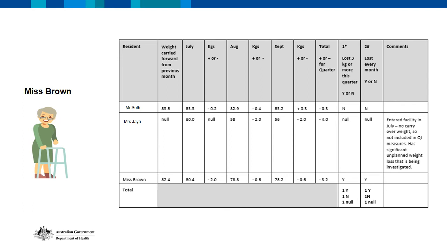As such, we record her as yes for both significant unplanned weight loss and consecutive unplanned weight loss. You also refer Miss Brown to the registered nurse for further investigation of her weight loss. As Miss Brown was the final care recipient for the group, you now total up the sheet and summarise the comments for ease of transfer to the My Aged Care Provider portal at the end of quarter. Now let's meet our second group of care recipients.